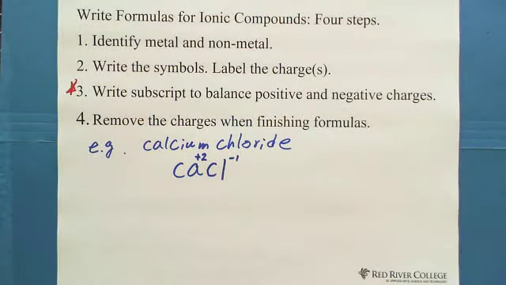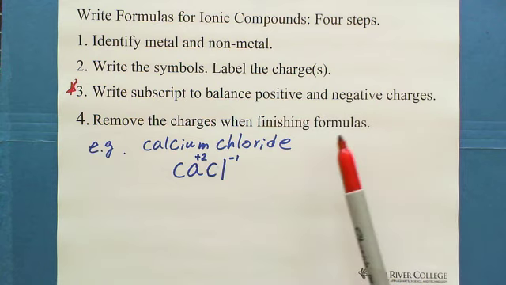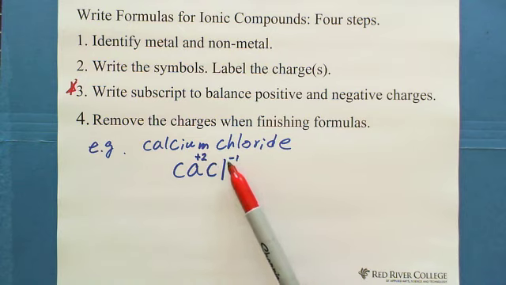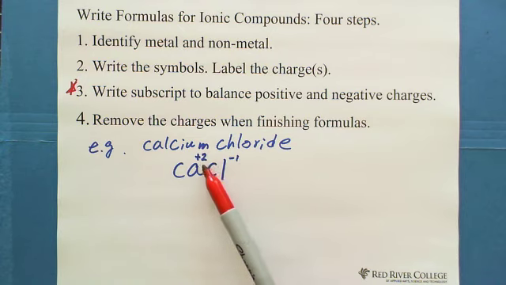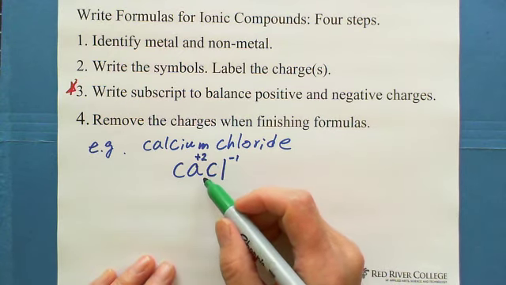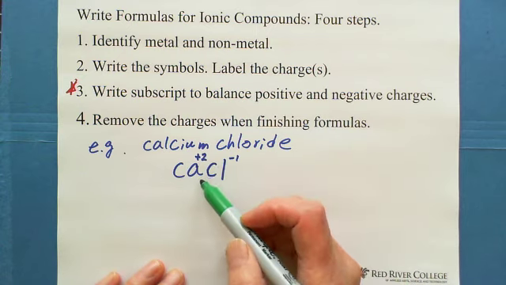Okay. After you write the charges, you need to write the subscripts to balance the positive and negative charges. The subscript represents the number of ions. For this situation, you can see +2 and -1. If you just add these 2 charges, the total is positive, right? So if you don't put any subscript, you just write CaCl. You say calcium chloride, I write CaCl.